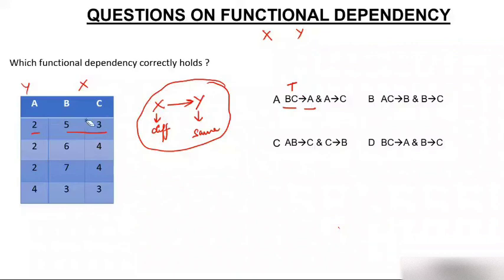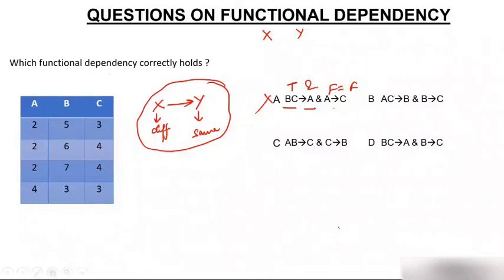Okay. Then comes A to C. All the x are not different, they are repeating. So for 2 you are getting 3, for 2 you are getting 4. No, so it is not a functional dependency. So this is false. And true and false is what? False. So this is the incorrect option.